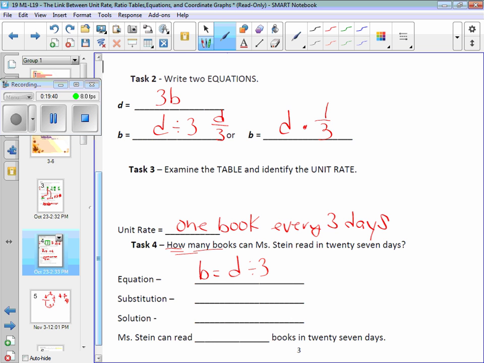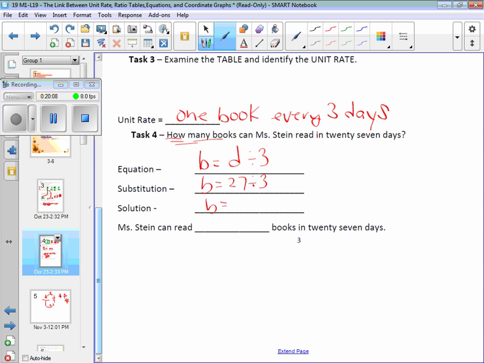Okay, what do we substitute in for D? What do you substitute in for D here? What are they giving you? How much? Very nice. Okay, so we're going to do B equals 27 divided by 3. And what do you get? 9. 9 books in 27 days. Okay?